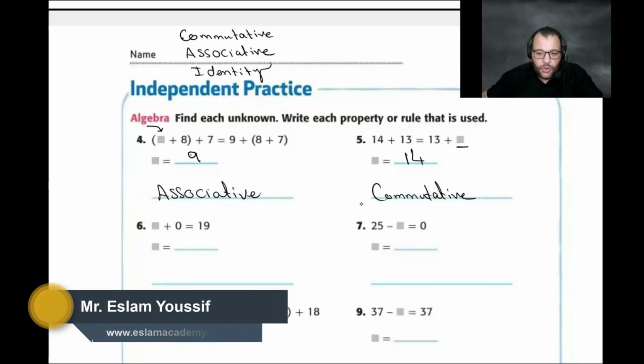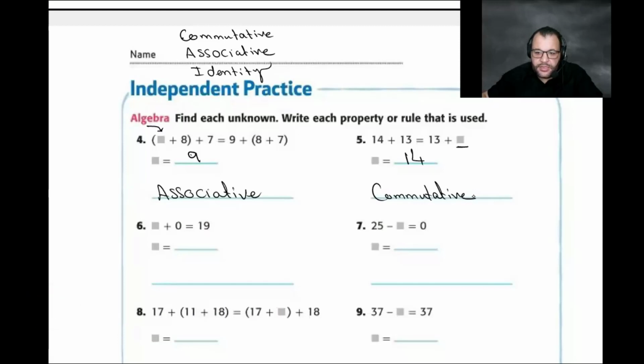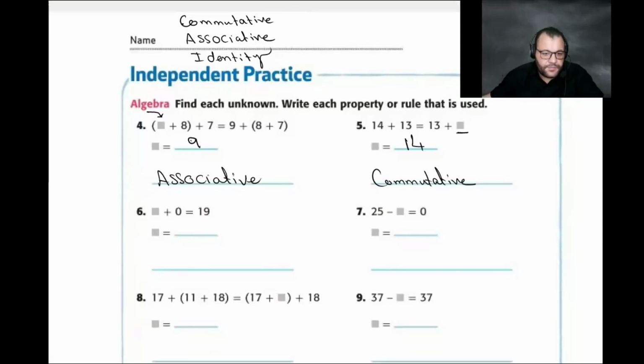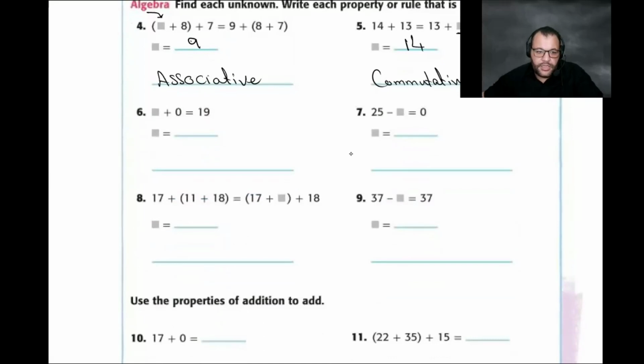Thanks. So we need Anis. Elias. Elias. What number plus 0 equals 19? Anis, can you solve this question? Number 6. Okay, so plus 0 equals 19. What is the number? If you add it to 0, the answer will be 19.